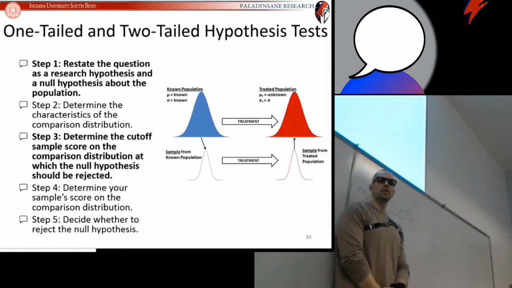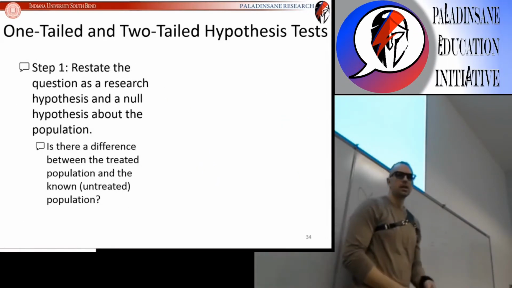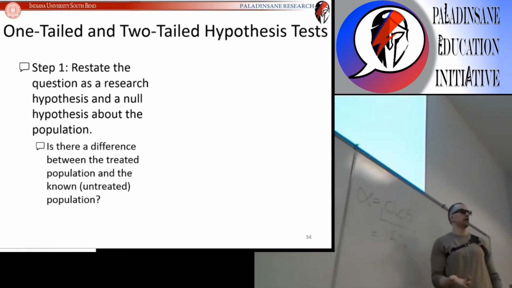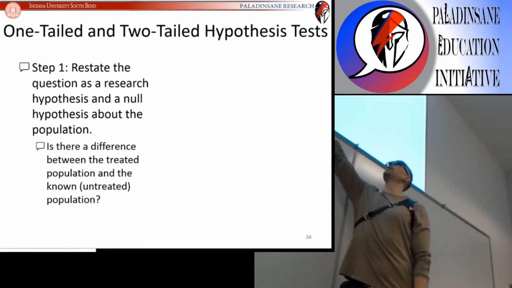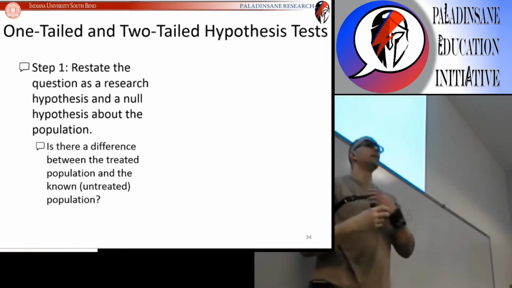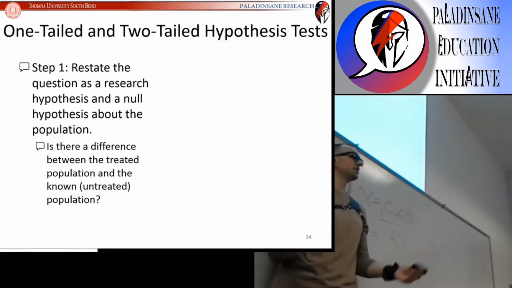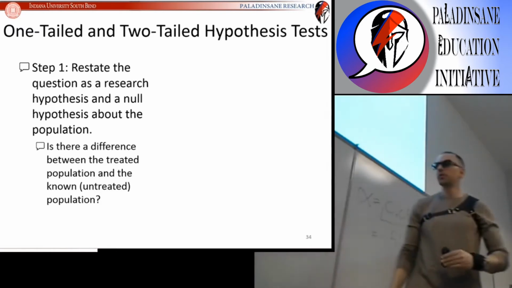All right, the other one that changes now is your null and research hypothesis. Before, we were doing the two-tailed version, right? So is there a difference between the treated population and the known population? That was what we were working on so far. That's the two-tailed version, right? Does the treatment have an effect? Is there a difference? There's no direction there. It's either or, plus or minus, up or down.